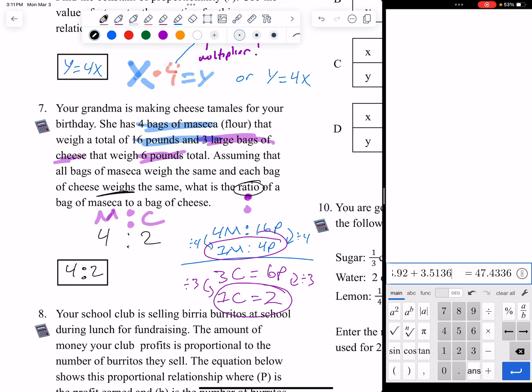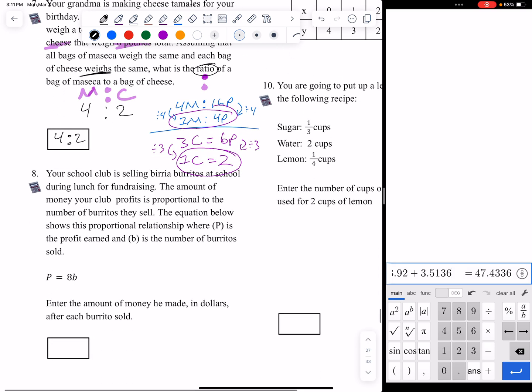Okay, number 8. Your school club is selling birria burritos at school during lunch for fundraising. All this stuff is making me hungry, guys, because I'm over here after school making these videos, and I'm getting hungry now.